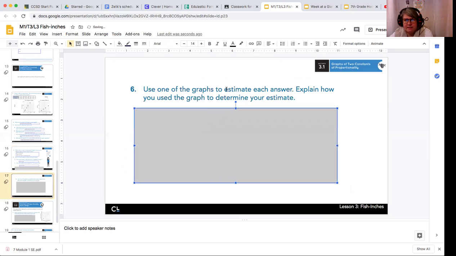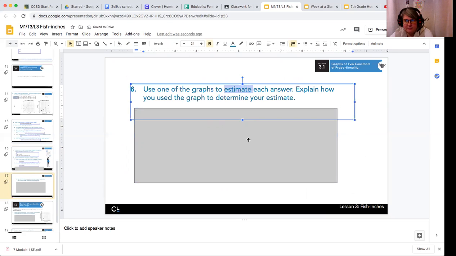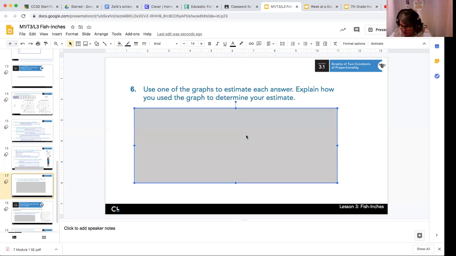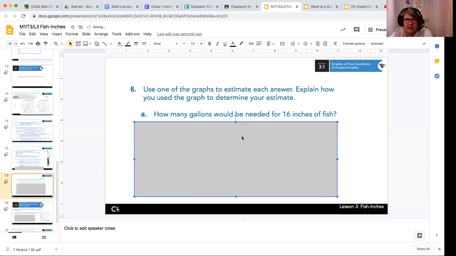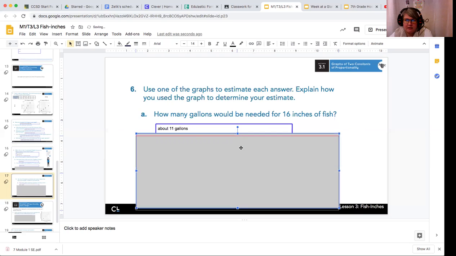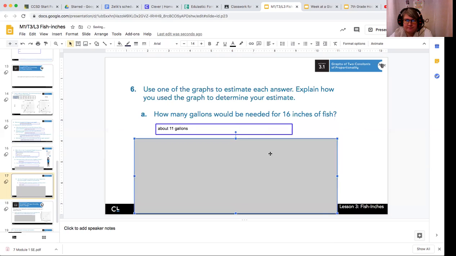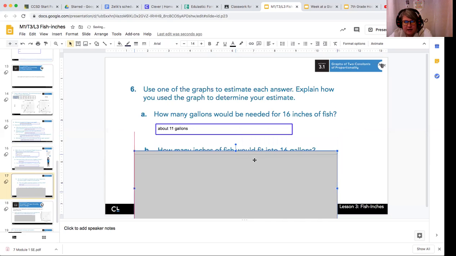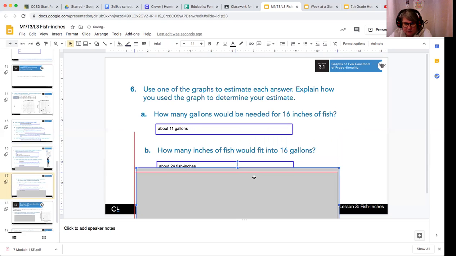Now, keep in mind that these say to estimate. All right, we're not going to have an exact answer. They're going to be approximations. So how many gallons would be needed for 16 inches of fish? About 11 gallons. So if you said somewhere near 11, 10 something, or a little over 11, that's fine. 11 gallons is what we're looking for. And then how many inches of fish for 16 gallons? We're saying about 24 fish inches.